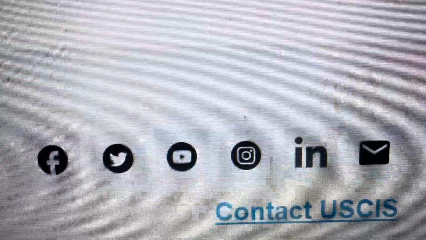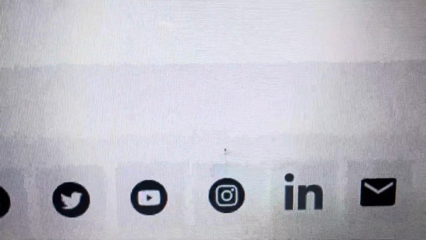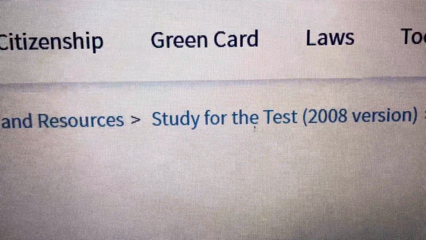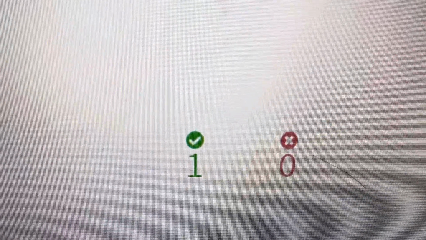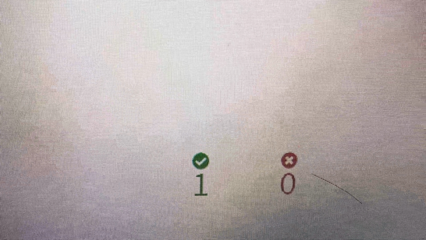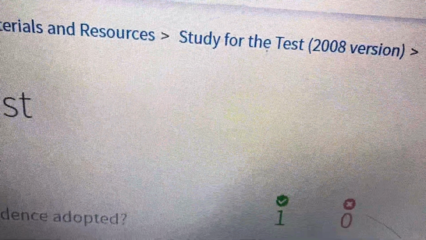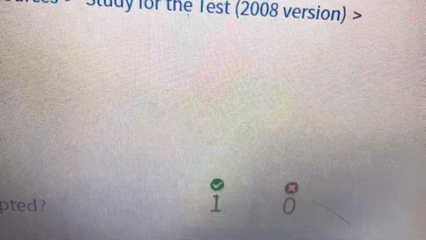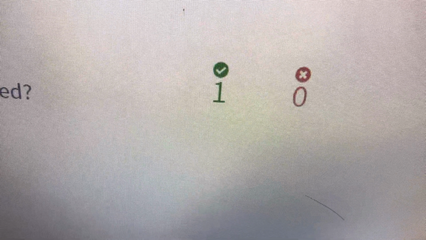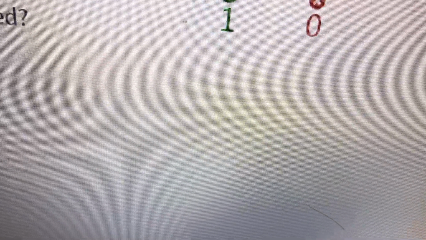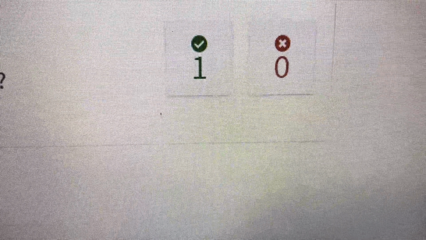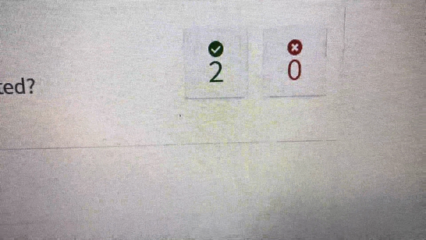Okay, let's go to the next question. When was the Declaration of Independence adopted? The Declaration of Independence is celebrated always on July the 4th, and the year is 1776, because we should make sure that we know about that.